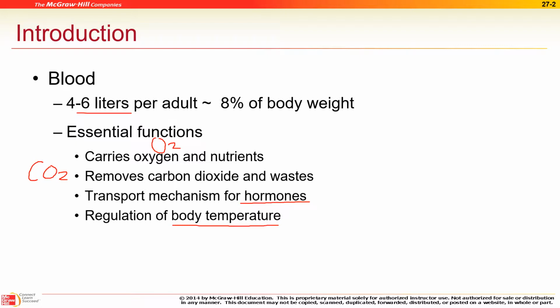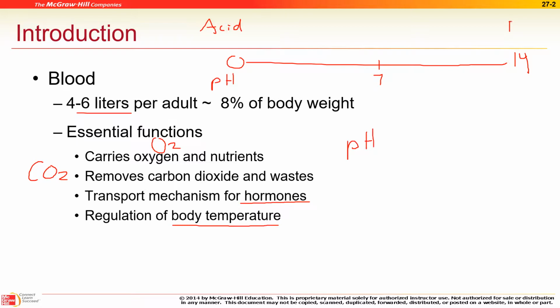What is the pH of blood? What is pH? pH is a scale from 0 to 14. So 7 is neutral. All right. What is acid? Low pH or high pH? Acid is a low pH number. Base is a high pH number.